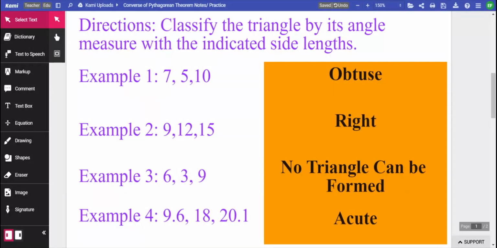Our first example should have come up as obtuse. The second one is a right triangle. Our triangle inequality theorem told us that example 3 did not work. If we add 6 plus 3, that is equal to our third side length of 9, so therefore a triangle cannot be formed. And then our last example, example 4 here, comes out as acute.